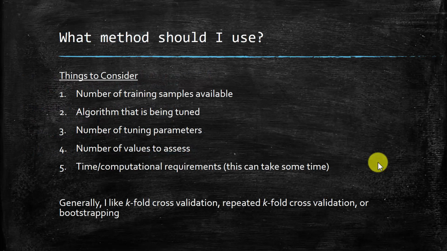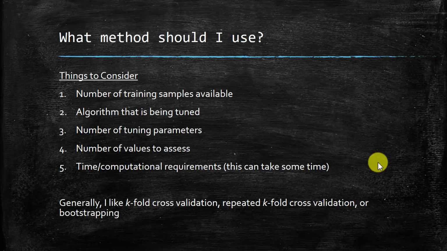So again, what method should you use? Some things to consider is the number of training samples available. If you have limited training samples, that kind of throws out the holdout option. Also consider what algorithm is being tuned, SVM, random forest, and so on, the number of tuning parameters, the number of values that you want to assess for each of those parameters, and the time and computational requirements for doing the tuning. Again, generally, I like k-fold cross-validation, repeated k-fold, or bootstrapping for the type of work I do.